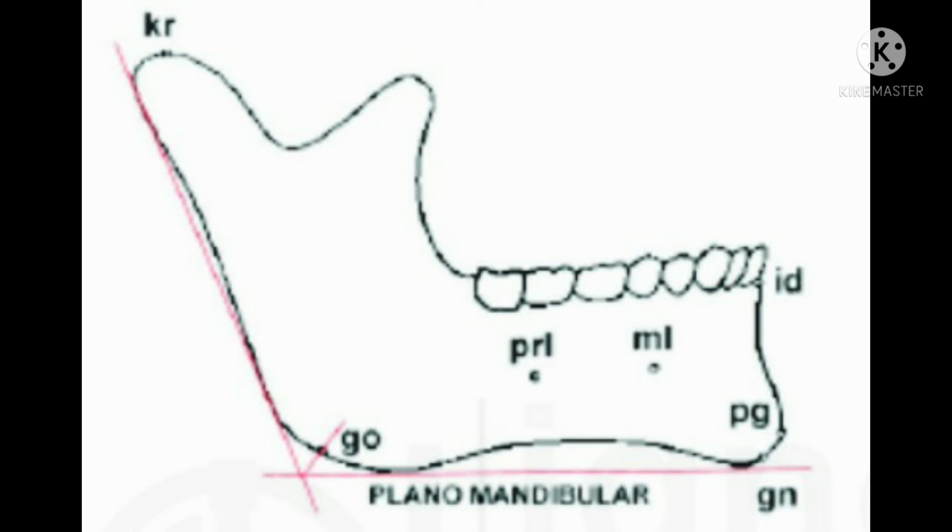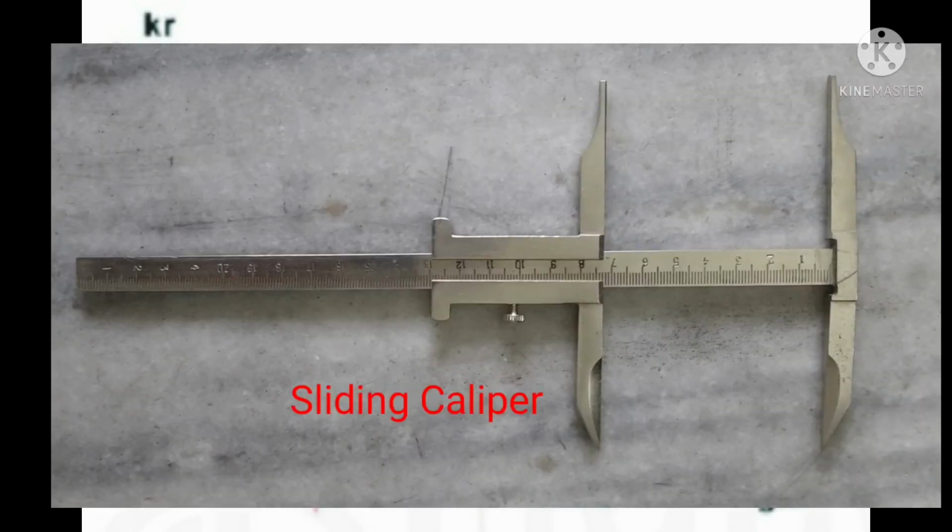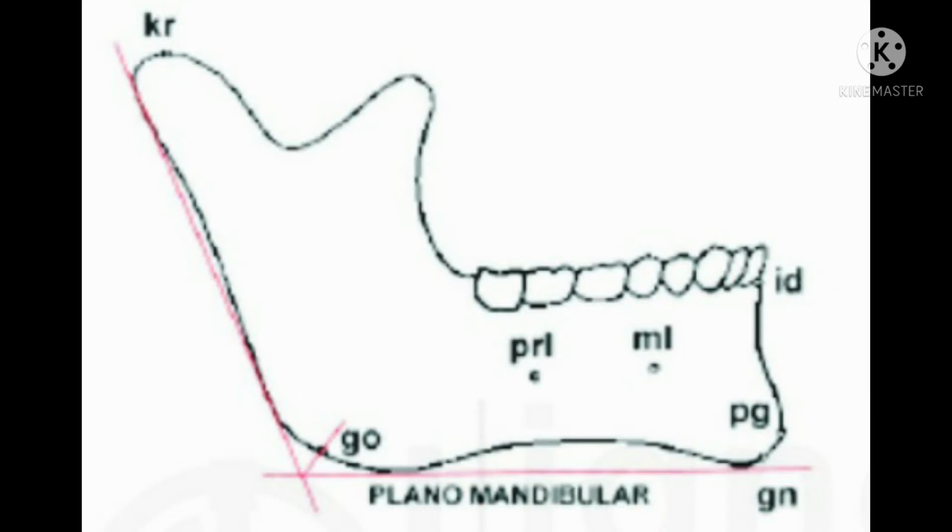For taking this particular measurement, the instrument sliding caliper is used. Before taking the measurement, first we have to place the fixed end of the crossbar on the top of the condyle, then adjust the movable crossbar on the gonion, and in that way we are able to read the measurement.